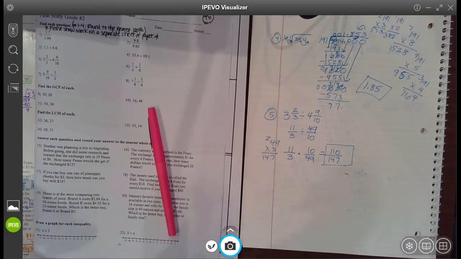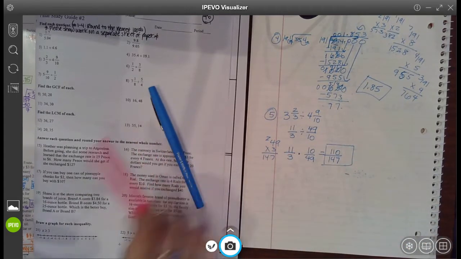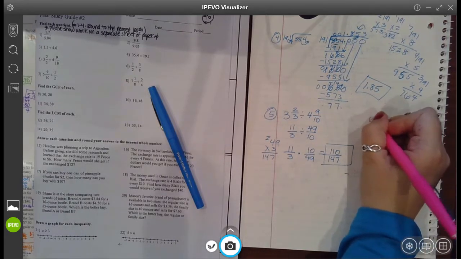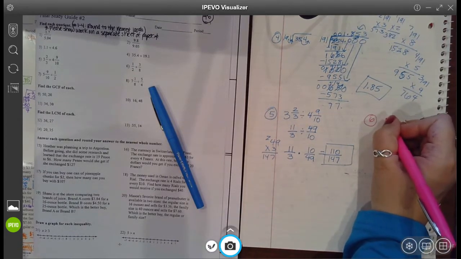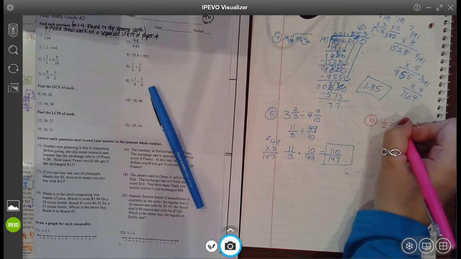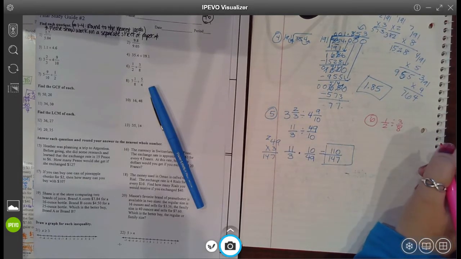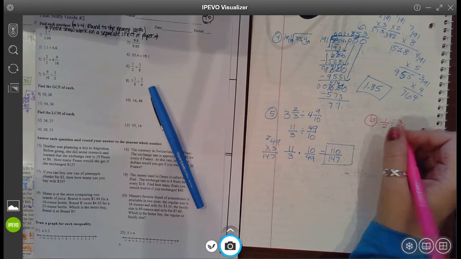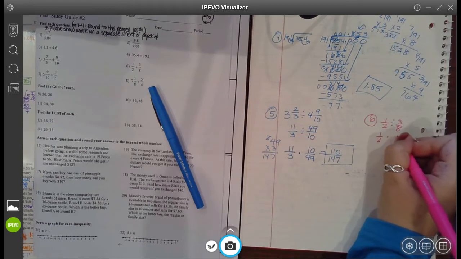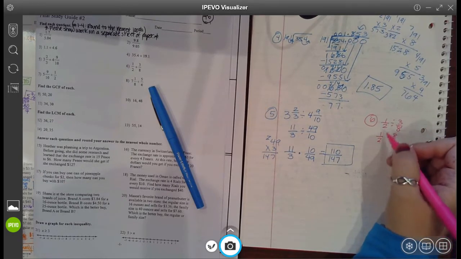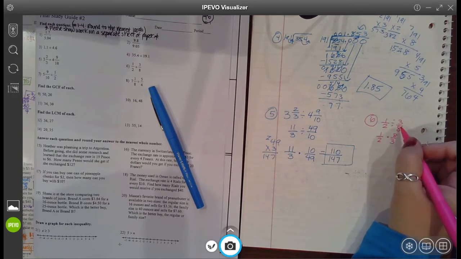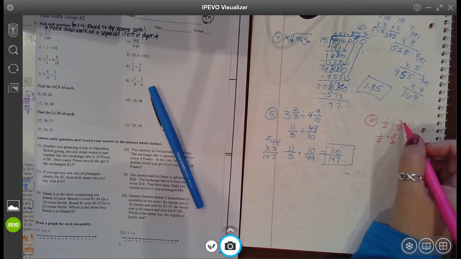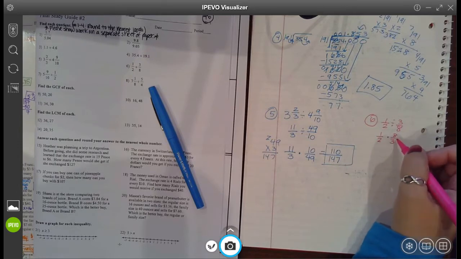Okay, I'm going to change colors just because this is all starting to blur together. Number 6, you have 1/2 divided by 3/8. Again, we can't divide with fractions, so I'm going to instead change it to a multiplication problem by going keep, change, flip. Keep the first fraction the same. Change division to multiplication and flip that second fraction. Have it be the reciprocal. What was on top goes to the bottom, and what was on bottom goes to the top.